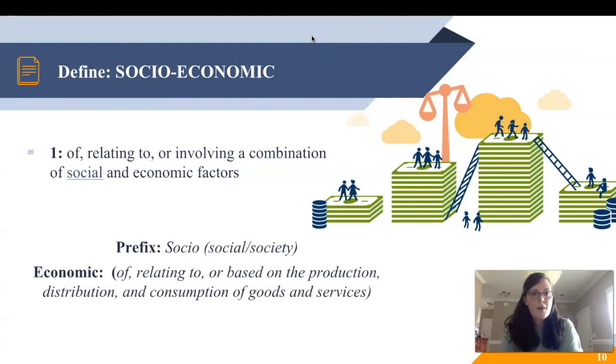When we look at the socioeconomic component of American society, this is going to be a combination of social and economic factors within that society. I like to break this word down even more. The prefix socio means social or society. And the second part of the word, economic, means of or related to, based on the production, distribution, and consumption of goods and services. So when you put the two words together, we're not only looking at the money in the society, but we're also looking at how the money affects how people fit into the society. We're thinking about the different layers of how the hierarchy within a society is set up.